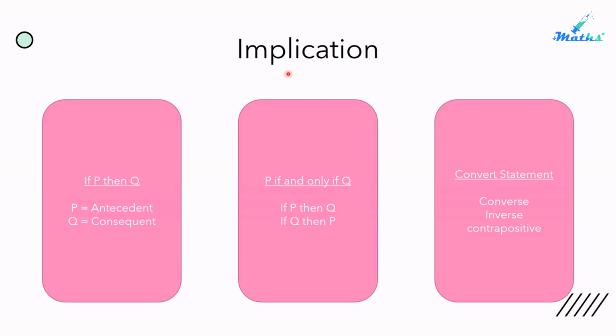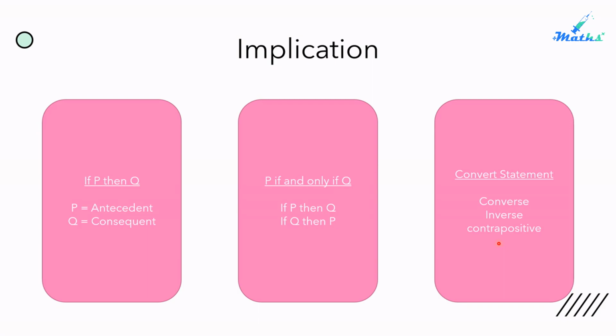After this is implication. And in this implication there are 3 types of question. The first type is if P then Q. The P will become the antecedent, and the Q will become the consequence. The second type is P if and only if Q. And you will need to let the sentence become 2 implications, which is if P then Q, and if Q then P. The last is to convert the statement, just need to convert the statement using converse, inverse, and contrapositive.